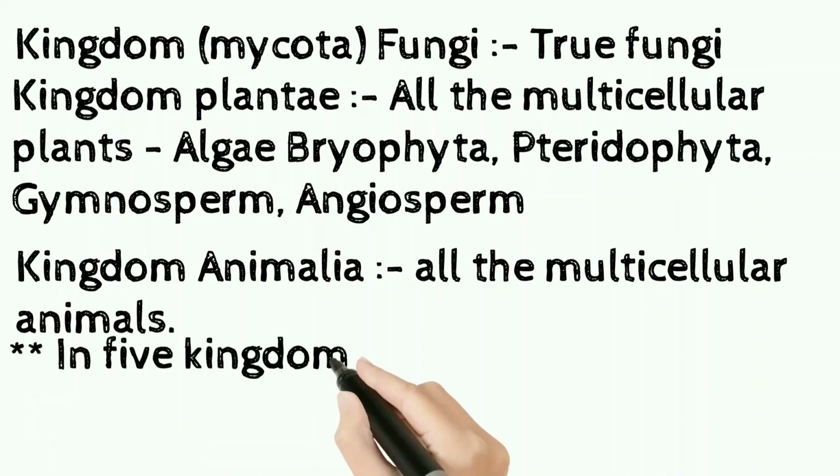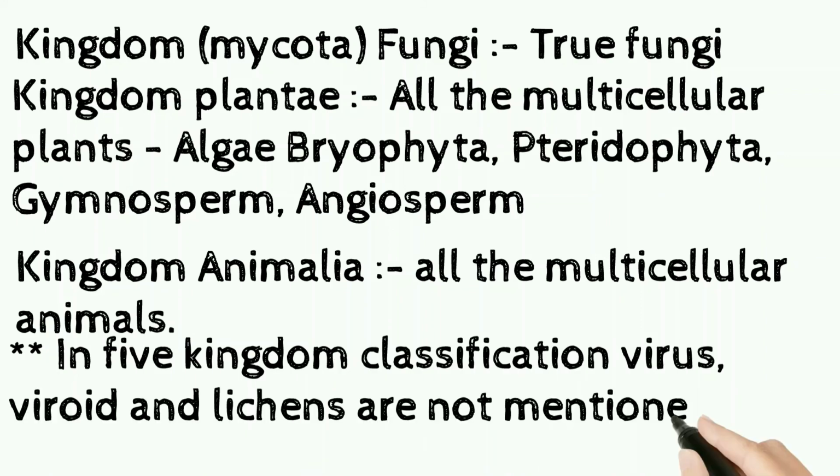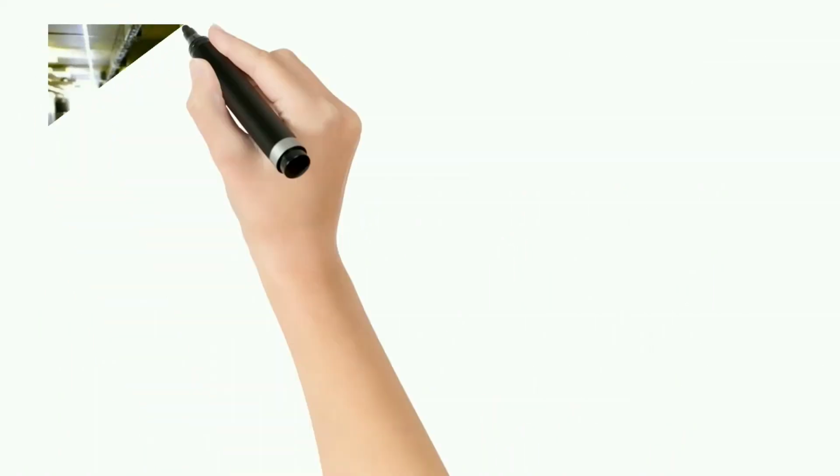One thing to note here is that in R. H. Whittaker's five kingdom classification, virus, viroid, and lichens are not mentioned.